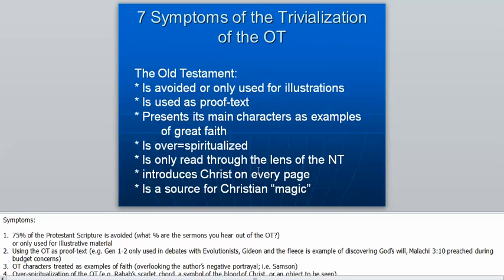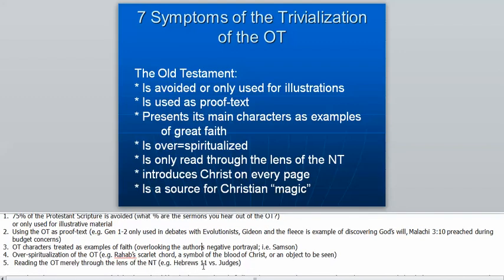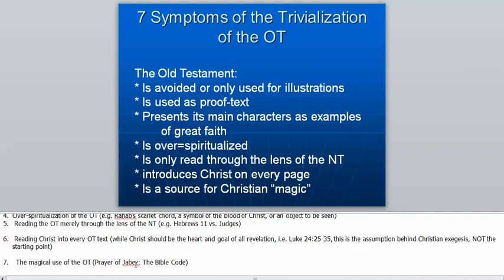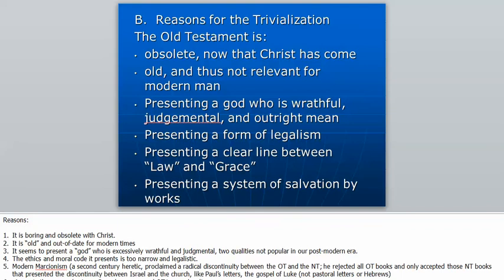Or the pressure that we have to find Christ or Jesus on every page of the Old Testament. Or even that the Old Testament is a source for Christian magic. Do you remember that fad called the Bible Code or Prayer of Jabez? Some of those things, so I'll let you read that on your own.